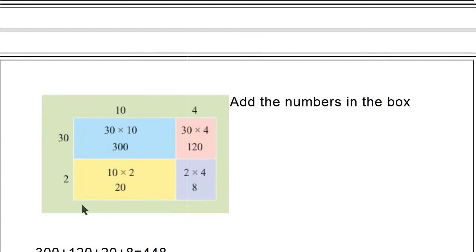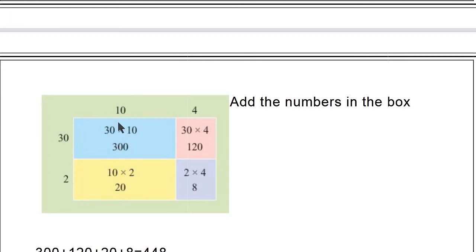Here, add the number in the box. Here we have to write 10 and 4 for 14, and 30 and 2 for 32. We divide 32 into 2 parts, 30 and 2, and 14 into 10 and 4. Now we multiply this. 30 into 10 is 300. 30 into 4: 3 fours are 12 and 1 zero, 120. 3 ones are 3 and 2 zeros.